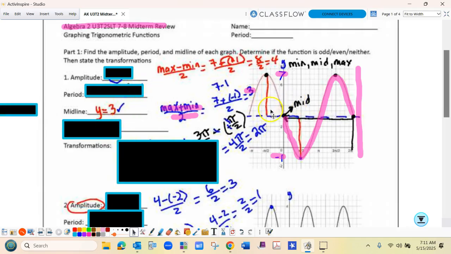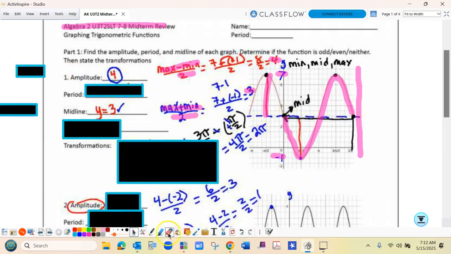Our amplitude comes from counting from the midline to the top. That is going to be 4 spaces. There's also another formula for finding the amplitude. That's max minus min divided by 2. You have to be really careful when you use the amplitude versus the midline formula. So that confirms that my answer for the amplitude is 4.